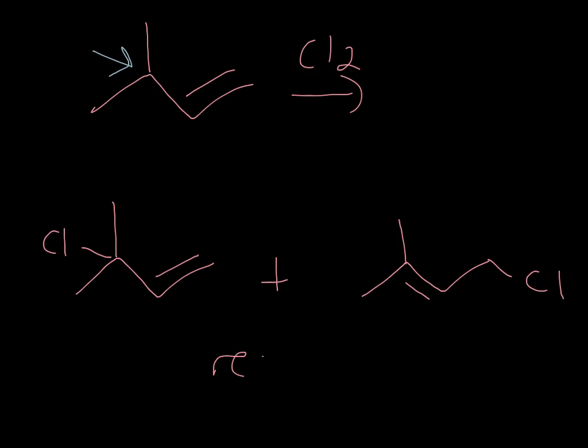And this is because of the resonance in the intermediate. It gives me two different possible products. Here I have the chlorine on a tertiary carbon, here I have it on a primary carbon, so the tertiary carbon would have the more stable intermediate. So let's take a look at that mechanism.